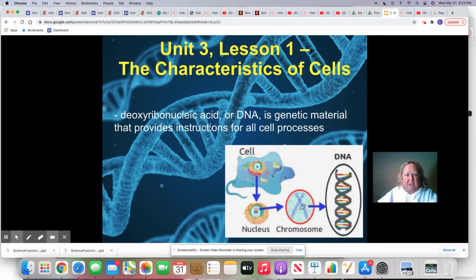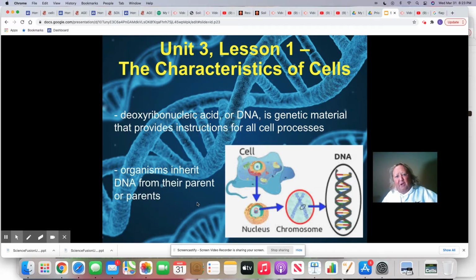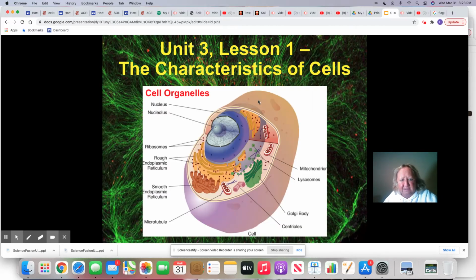It's why you have blonde hair or dark hair, or your eye color, and a whole lot more. Those are all called traits. That's what our DNA tells us. And you get that, or any organism gets that, from their parent or parents.